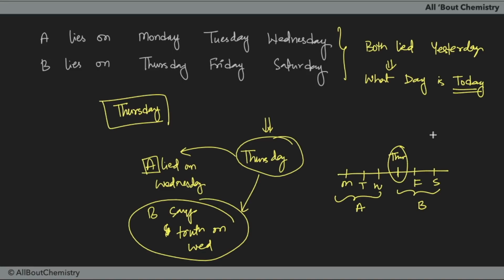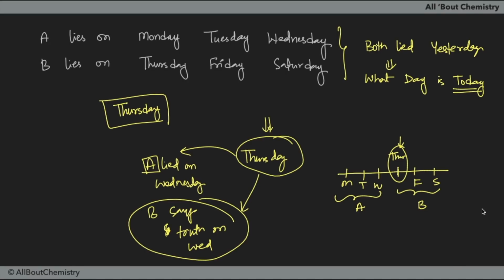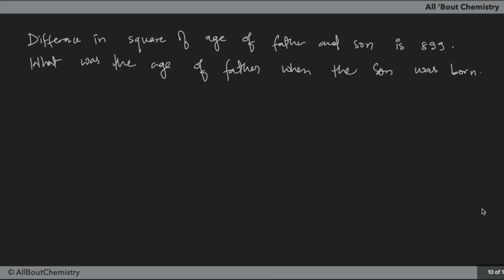Basically, that's the thing. So it's getting satisfied according to B also, that on Thursday he can lie that yes, I actually lied on Wednesday, although he did not lie, right? So that's why the answer will be Thursday according to this. I know it's confusing, but I hope I made you understand. Let's take the next question.